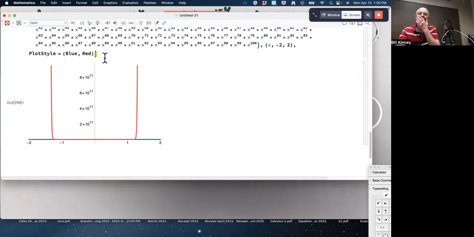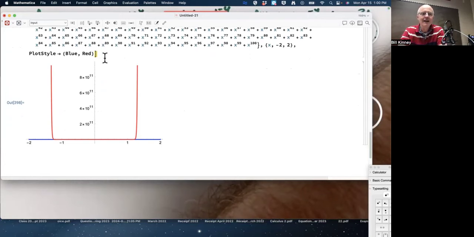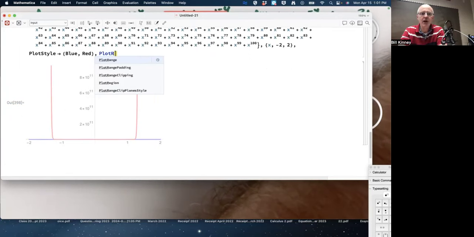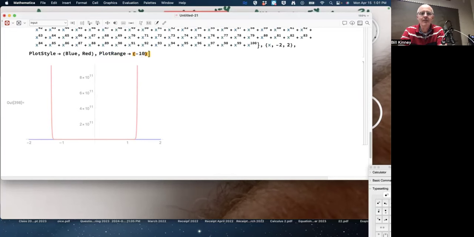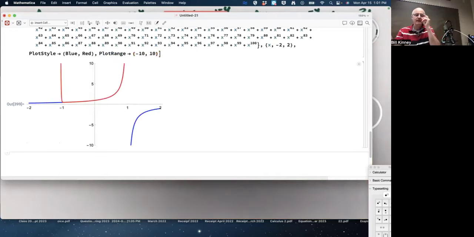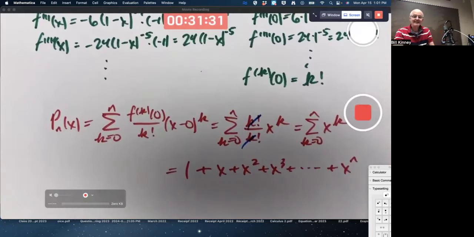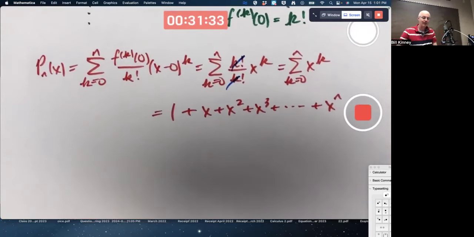It does seem to be indicating that it's a really good approximation when x is close to 0. If we zoom in the vertical direction to a plot range, say between -10 and 10, then we see that the graph is really good between -1 and 1, but pretty bad otherwise. The red graph is a good approximation to the blue graph between -1 and 1, but pretty bad otherwise. That should make sense if you think about it.